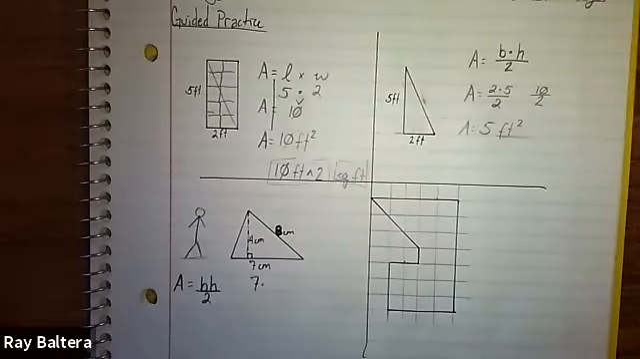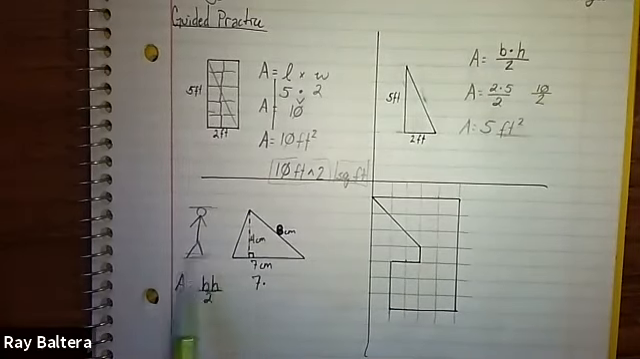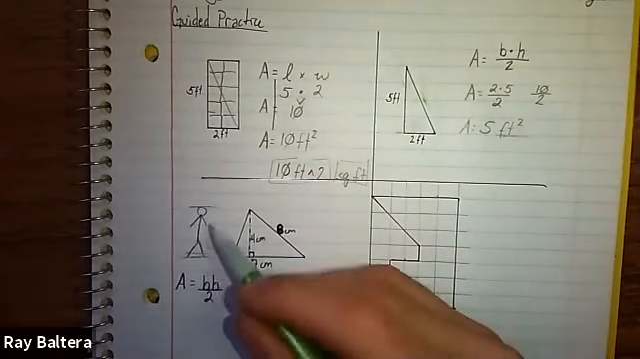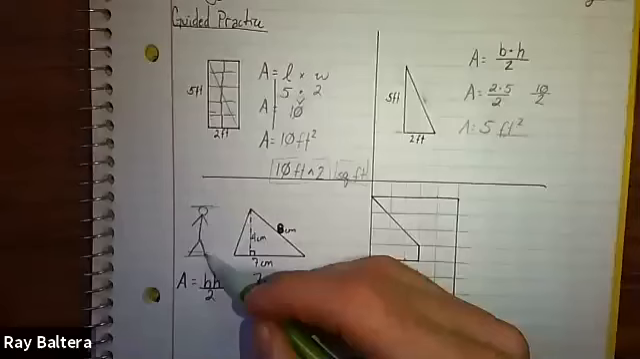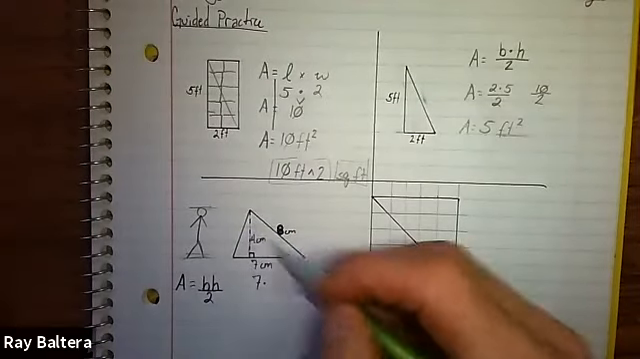Now here's the tricky part. Jenny, what is the height of this triangle? The height of the triangle is... And before you answer, remember height is how tall something is from bottom to top. Look at how tall this person is. Look at how tall the triangle is.